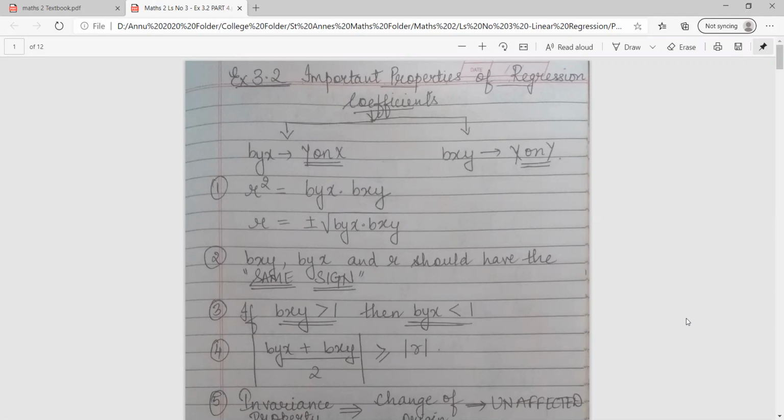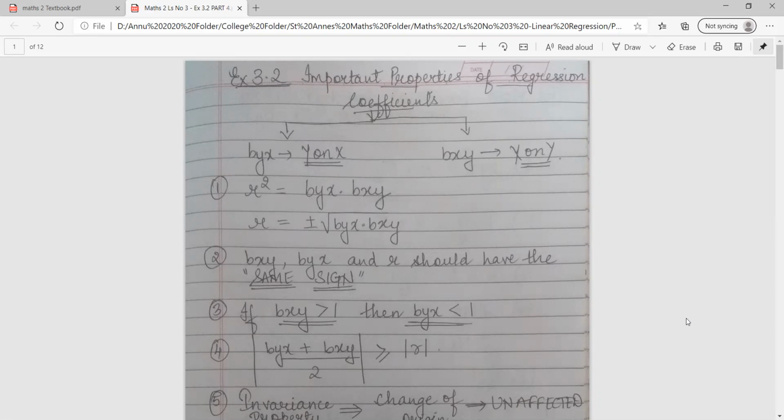So last week we finished exercise 3.1 of chapter 3, that is linear regression. In that we studied what the regression coefficients are and how to calculate them with respect to table values less than 20 and greater than 20. Now in today's class, we'll be seeing sums based on some properties of regression coefficients. So we'll quickly have a view at those properties.